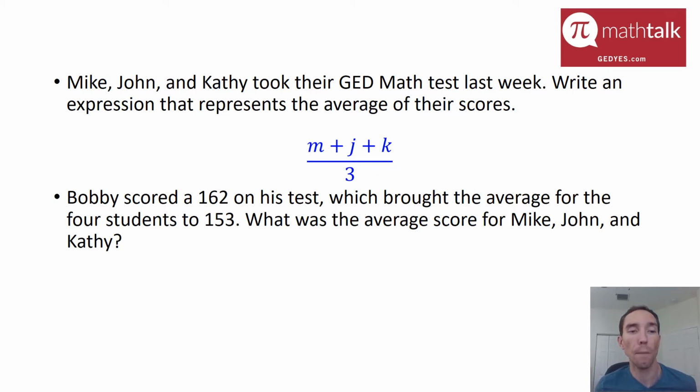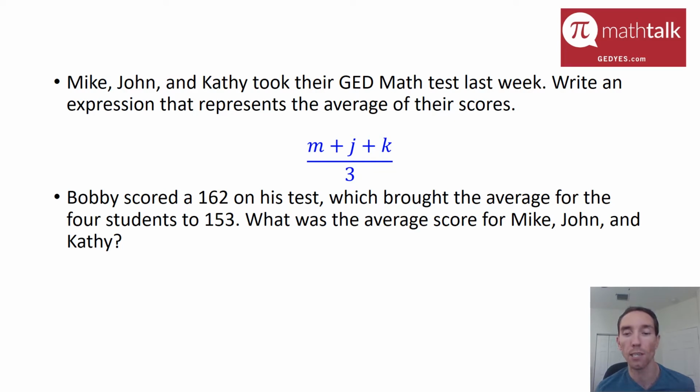We have a student, Bobby, who scored 162 on his GED test, which brought the average score for all 4 students to 153. What was the average score for Mike, John, and Kathy? Okay, so there's a lot of things we need to kind of figure out with this. Bobby becomes this 4th person, and he scores a 162, which means the average score for all 4 of them is now 153. And we want to take that information and find just the average of the original 3.